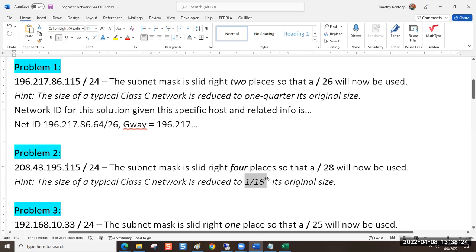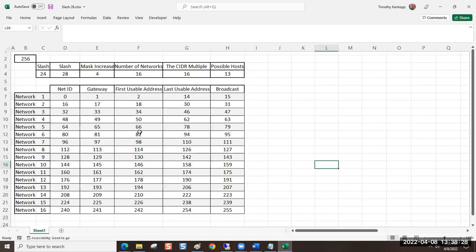So question. If my original host address is 115, which of the usable addresses would host the 115 address? Which network? Which network number? Network number 8 is correct.